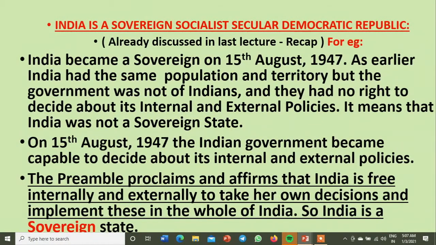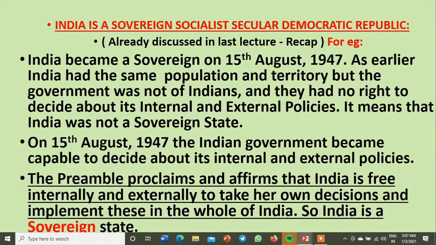The next feature is that India is a sovereign, socialist, secular, democratic republic. Students, this topic I have already discussed in the last lecture, but here I will recapitulate it again. Here I have talked about the five terms, that is sovereign, socialist, secular, democratic, republic. Now India became sovereign on 15th August 1947. You know how India became sovereign on 15th August 1947?